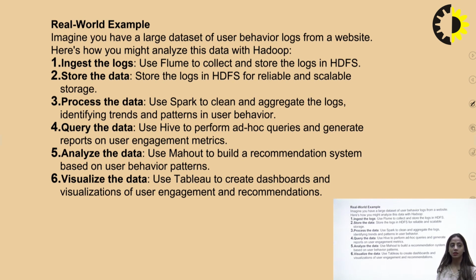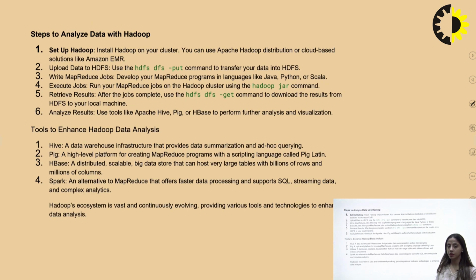Number 3 is processing the data. Use Spark to clean and aggregate the logs, identifying trends and patterns in user behavior. Number 4 is query the data. Use Hive to perform ad hoc queries and generate reports on user engagement metrics. Number 5 is analyze the data. Use Mahout to build a recommendation system based on the user behavior patterns. Sixth one is visualizing the data. Use Tableau to create dashboards and visualizations of user engagement and recommendations.